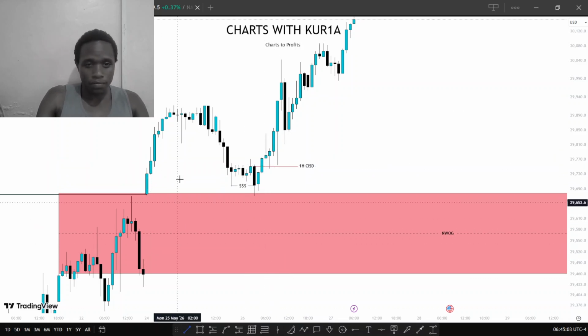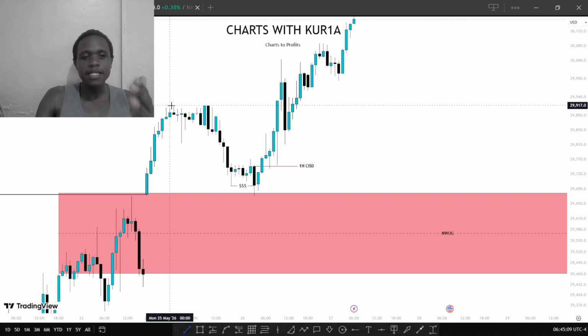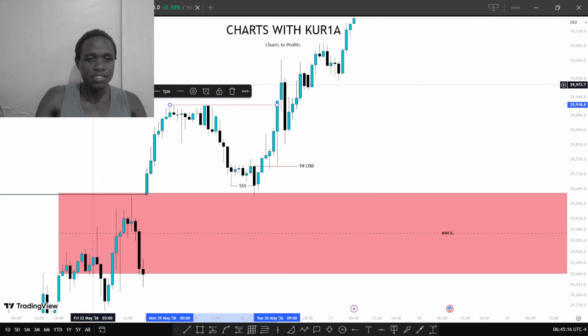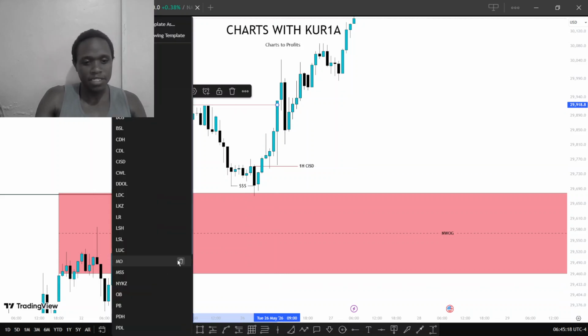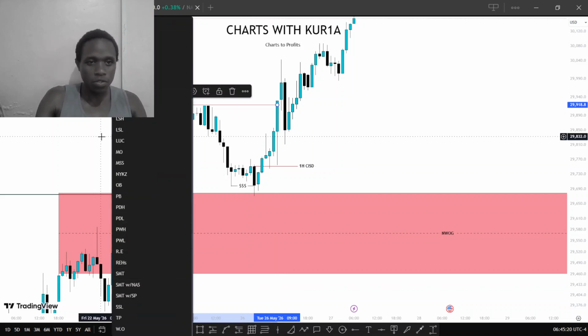Okay, so my targets, let's talk about targets. Of course, I'm targeting the all-time high. And what do I have at the all-time high? These are relative equal highs. Can it get any better than this? No, it can't. So this was the relative equal highs.